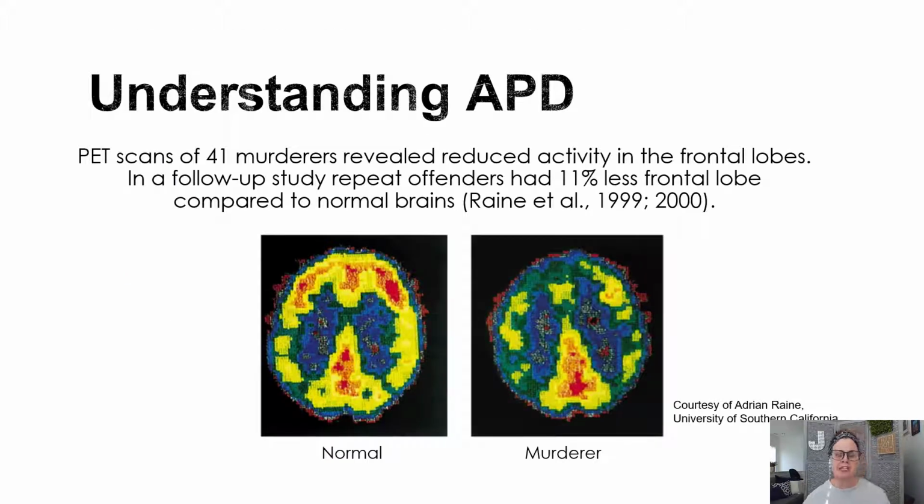You can take a look here at these images, PET scans of 41 murderers, people in the prison system, revealed reduced activity in the frontal lobes. Your frontal lobes is where you have decision-making abilities. So if it's not working and actively making those choices, you're going to make bad choices.